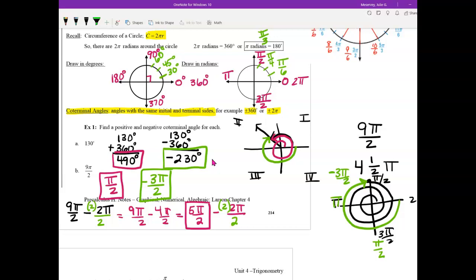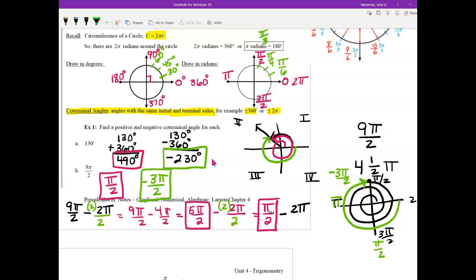So 5 pi over 2 subtract 4 pi over 2 is 1 pi over 2. There's another coterminal angle. These are both positives. And notice when I subtract 2 pi again, I'm finally going to get a negative angle.